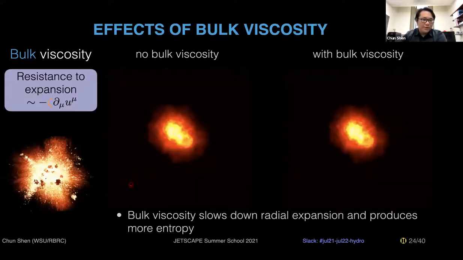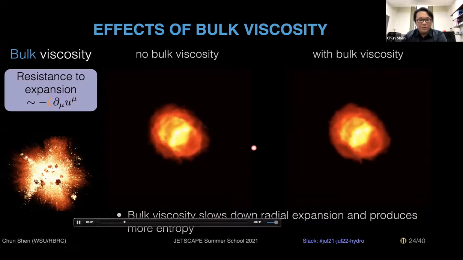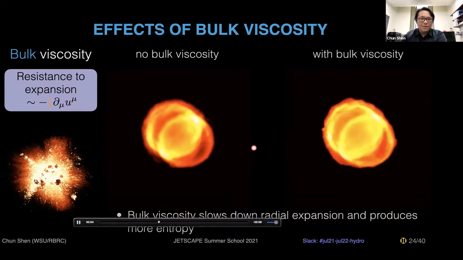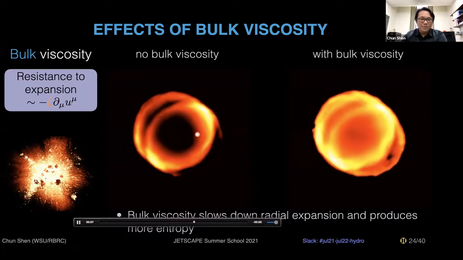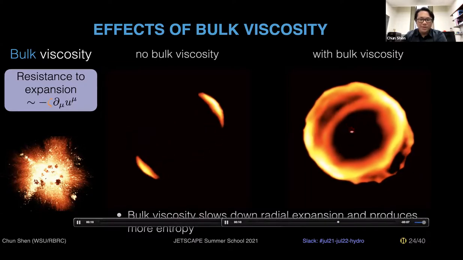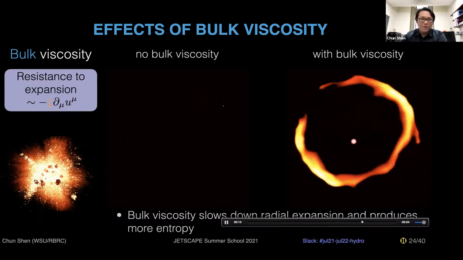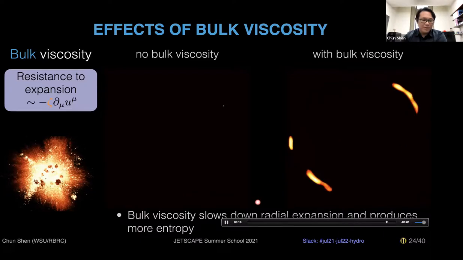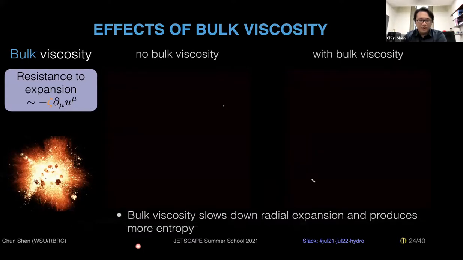So again, I can also show you the effects of bulk viscosity. This is a different type of viscosity which acts on the scalar part of the expansion. It is basically trying to reduce the overall scalar expansion rate of the system. So we can do the same simulations through the hydrodynamic code to get intuition. As you can see, the bulk viscosity doesn't do much if we compare the fine details, but you do notice that the system lives for a longer time with the presence of bulk viscosity. Essentially it generates more entropy during the simulation and slows down the overall expansion.